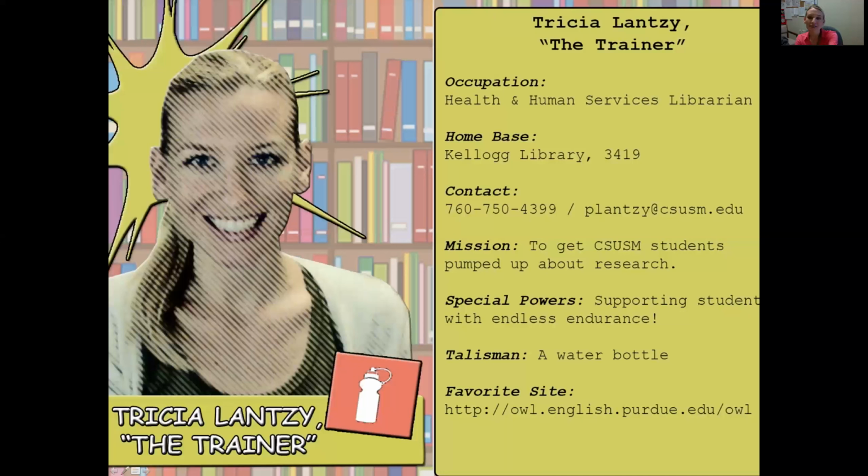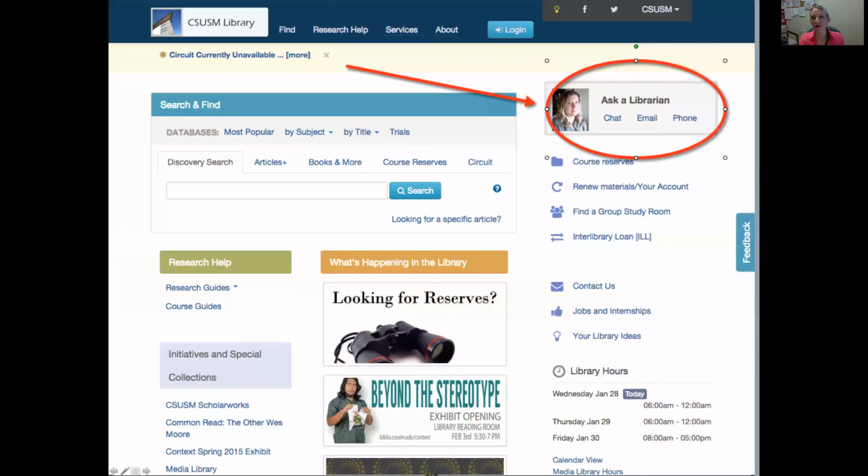So if you forget, this is my email address, plancy@csusm.edu. You can always use the Ask a Librarian chat box in the upper right of the screen on the library website. So if you say that you're in Kinesiology 306 and you have a question, you need to talk to a librarian. If they can't help you, they're going to send you to me. So either way, you can chat with us, you can email us, you can give us a call, and we're available for you.